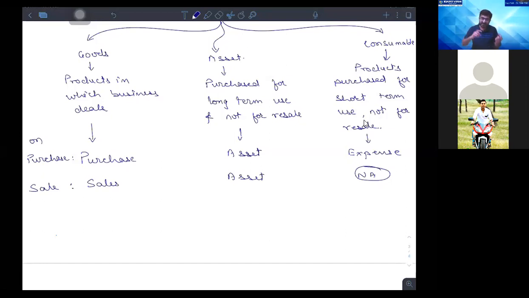Right? So that's how you decide what account needs to be affected when you are dealing with the assets, expense or goods. I hope I'm clear. Yes, if anyone else has a question. All right. So I can go ahead. Fine.